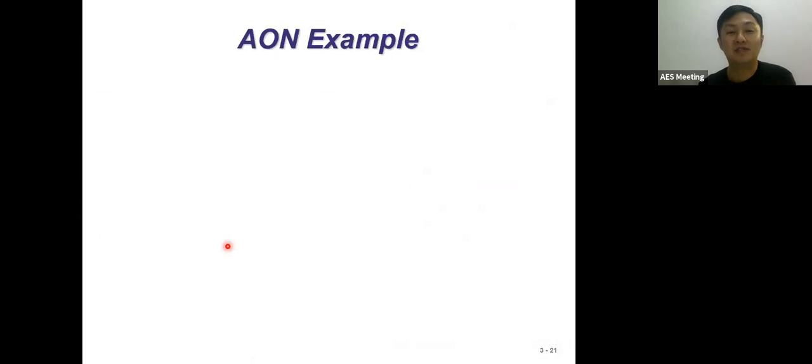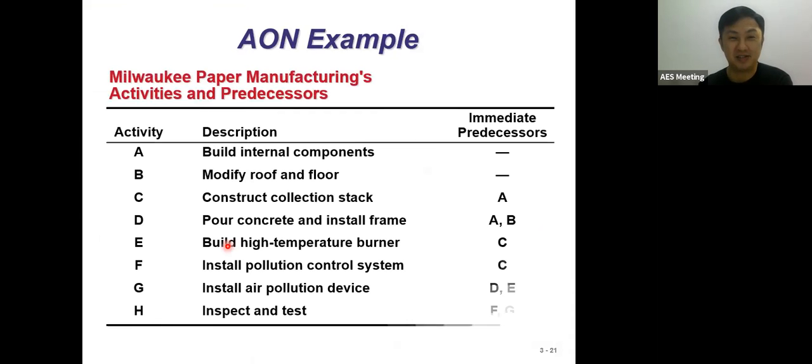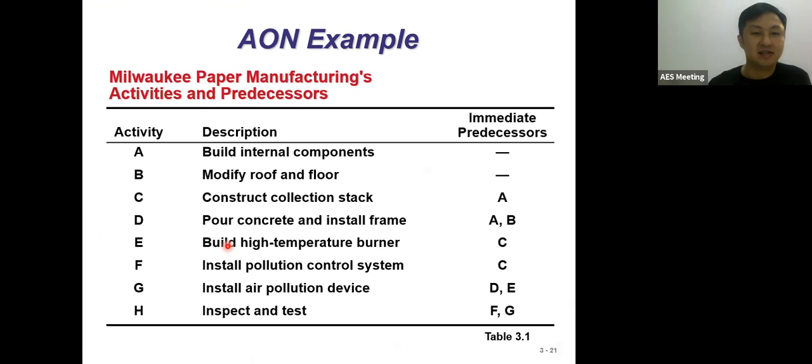Now, moving forward, giving you the examples. A real life example. What does it mean by this? Let's see about the project. This is a Milwaukee paper manufacturing project. So in terms of the factory, they are trying to produce paper. This is one of it based on the project.